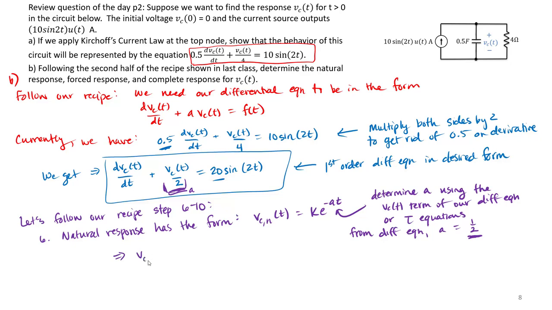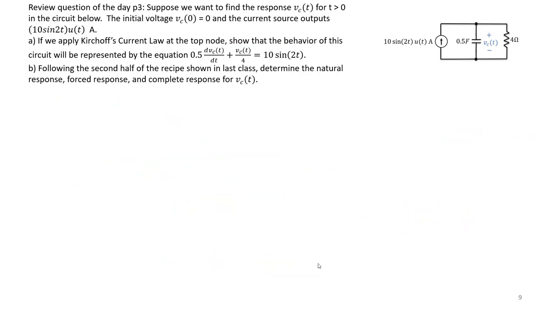So therefore, our natural response for our equation will be k e to the minus 1/2 t. Remember, we will determine k later in step 9. So step 6 is complete. Let's move on to the next part. In step 7, we need to find our forced response. And here, we know that we have a sinusoidal source.